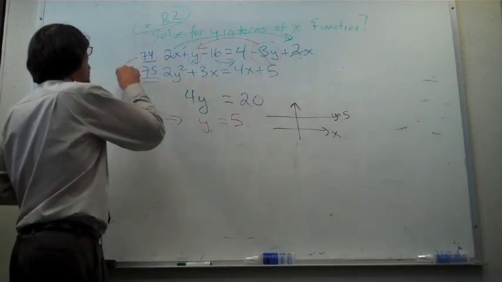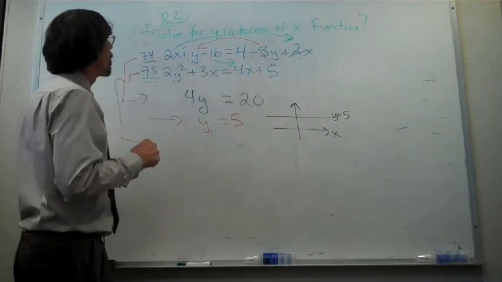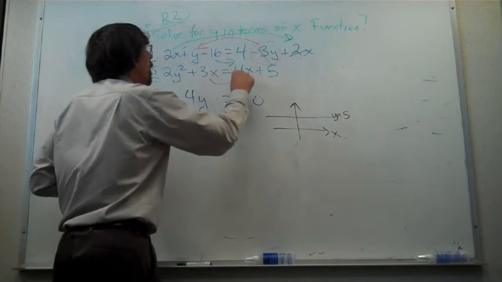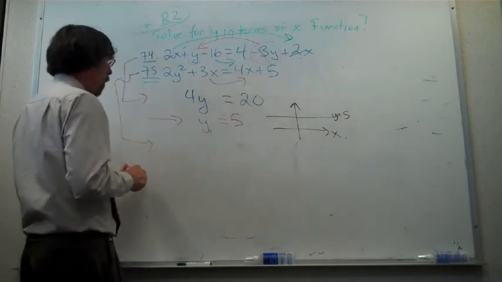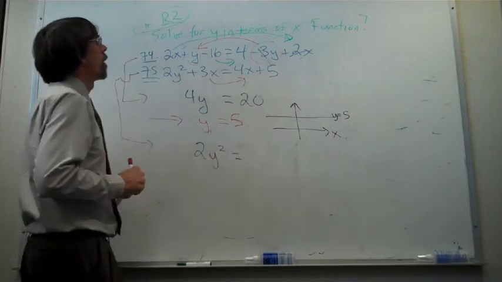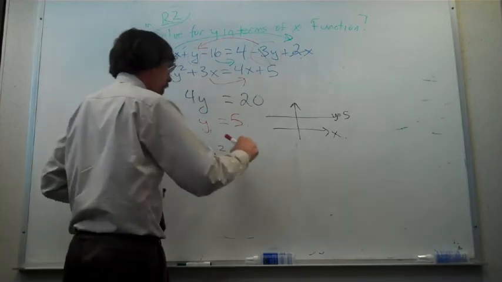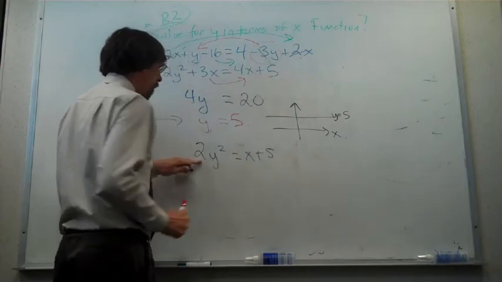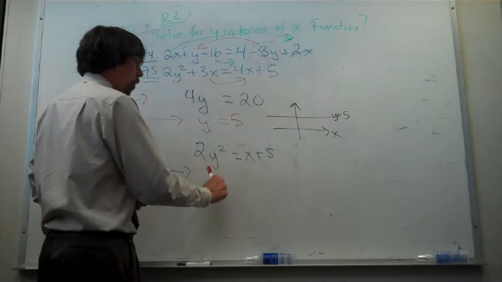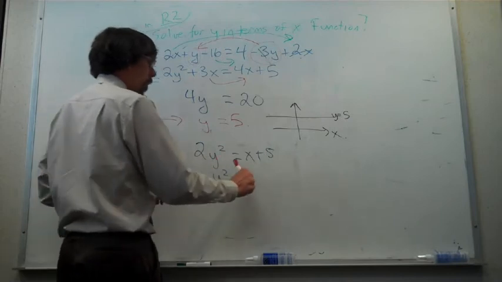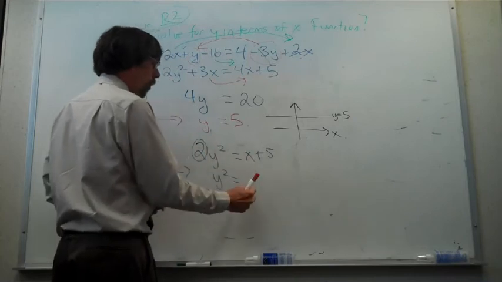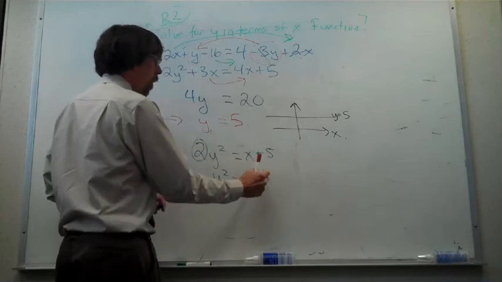In the case of 75, can we solve this for y? Well, I guess we want to bring the x over, and then we're almost done. So what would we get here? 2y squared equals what? X plus 5. It'd be nice to get rid of that 2. Let's just get rid of the 2 first. So we get y squared equals, just to get rid of the 2, divide by 2. So what can we get? X plus 5 over 2.